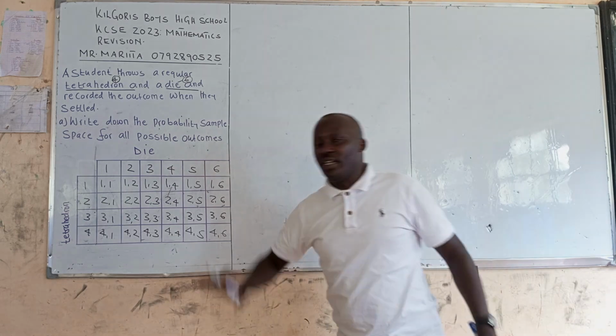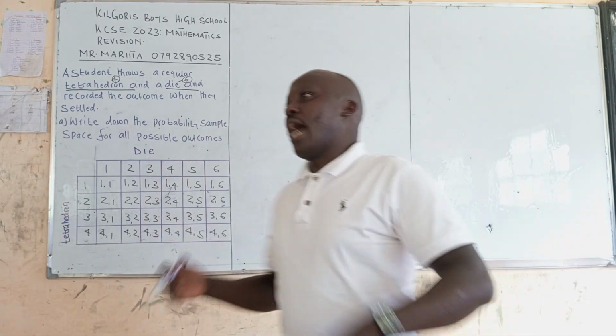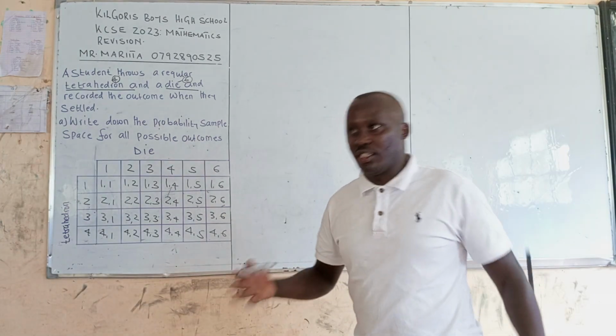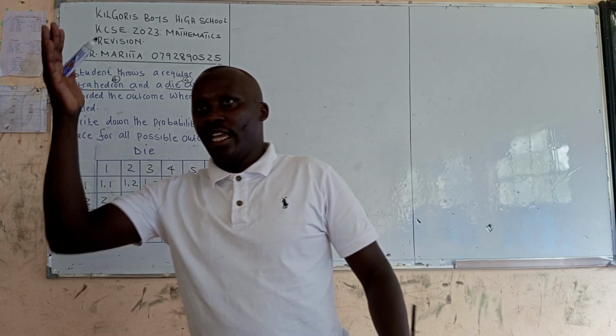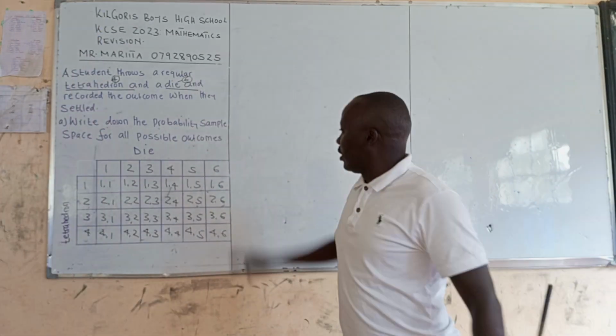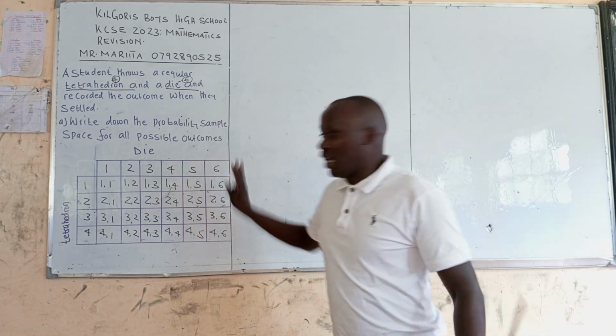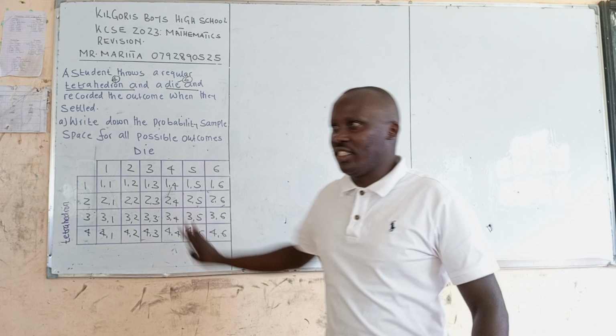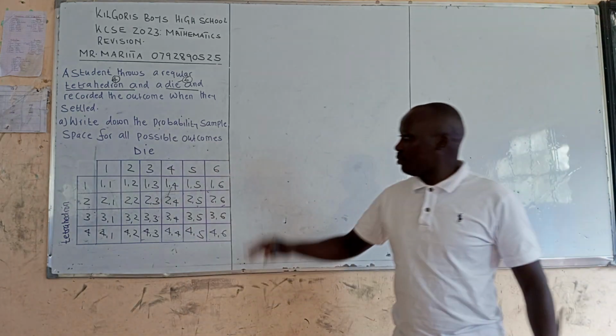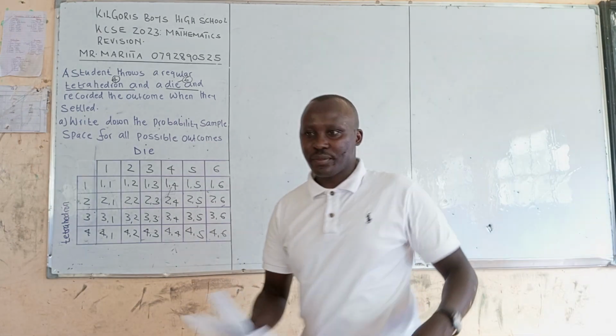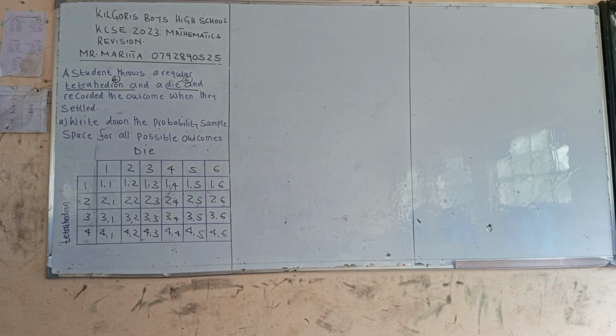This is the probability space for all the outcomes when this student is drawing the die and the tetrahedron. These are the possible outcomes. Just very simple as this. This one does not give you a problem. It is the easiest question that you are supposed to understand.